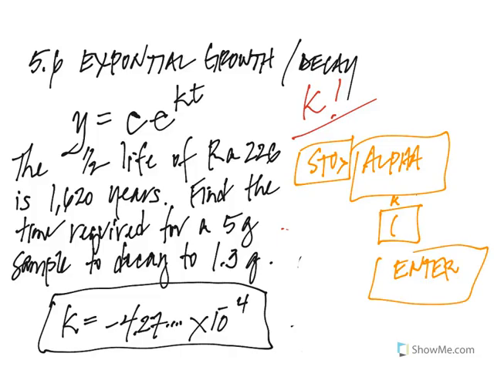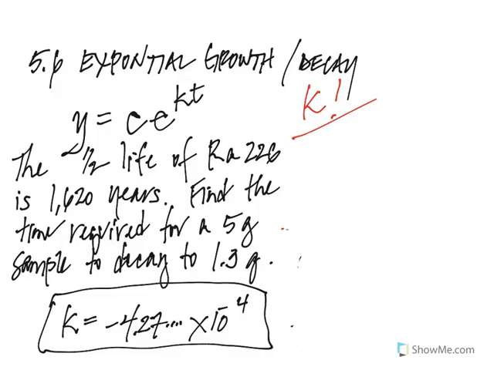All right, so let's go ahead and work this problem. Once you've got K, now I can actually go about solving this problem. What I've got is a half-life of 1620. I want to know the time required, so I'm solving for T, and I want 5 grams to decay to 1.3 grams in a certain amount of time, and I'm trying to find that t value.